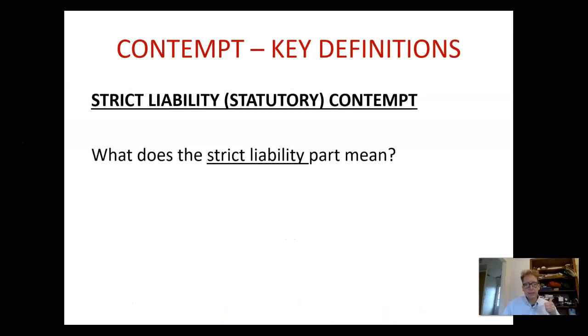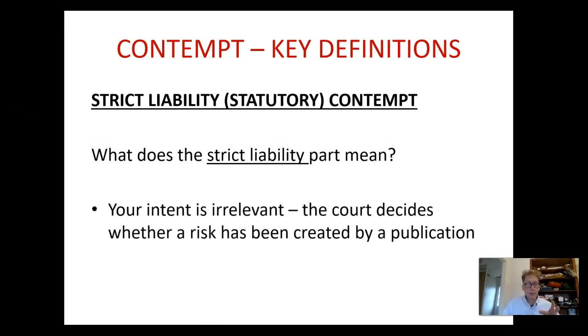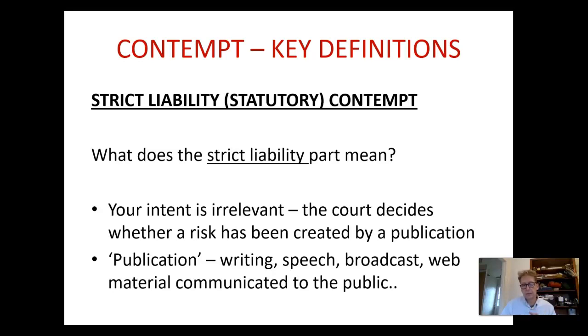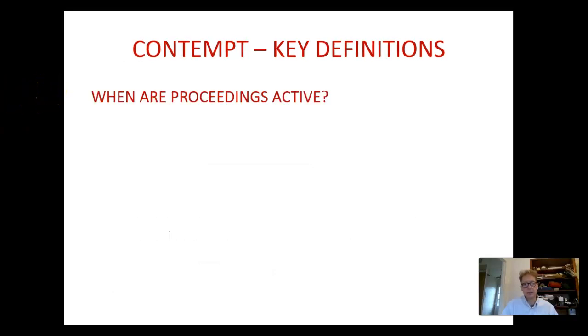A couple of things there. Strict liability: what does strict liability mean? I would expect you to know that. It's all about your intent being irrelevant. The court decides whether a risk has been created by the publication. It's not a matter of you just holding up your hand saying, well, I didn't really understand, or I didn't know, I didn't mean to. That doesn't matter. The court decides whether there has been a risk created. And just to note, the publication doesn't just mean printed words. It can mean speech, broadcast, anything you communicate to the public via the web or however. So anything you communicate can be held as being a contempt under strict liability.